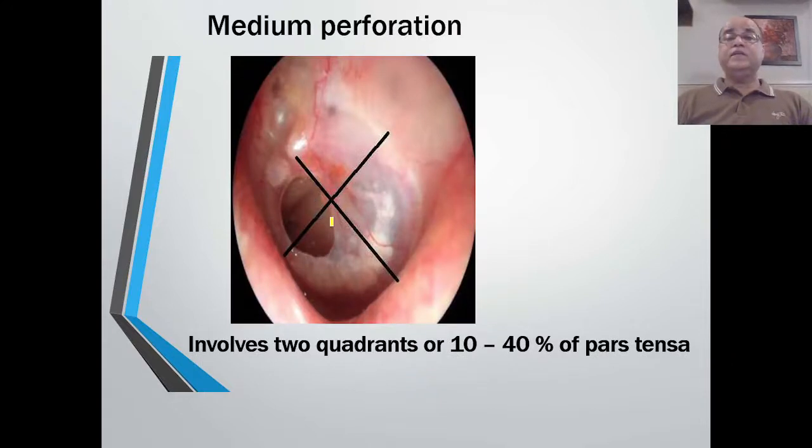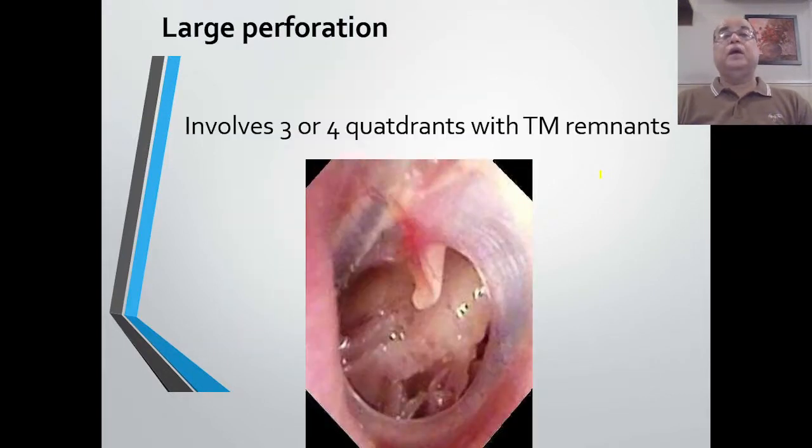Here you can see this perforation is involving two quadrants, inferior and superior. So it involves two quadrants, and if it involves more than 10% but less than 40% of the pars tensa, we call it a medium sized central perforation. Large perforation, if it involves 3 or 4 quadrants but with the tympanic membrane remnants all around.